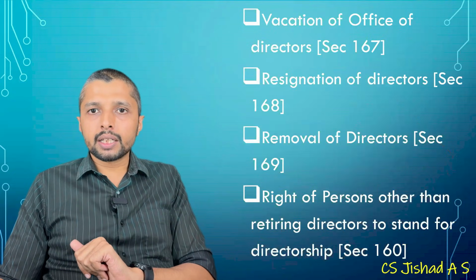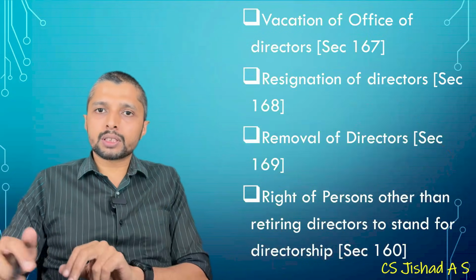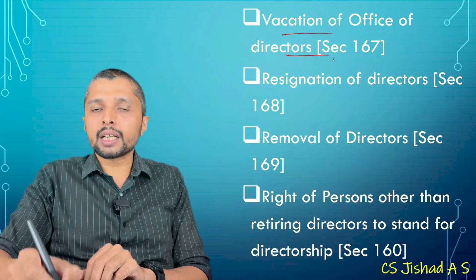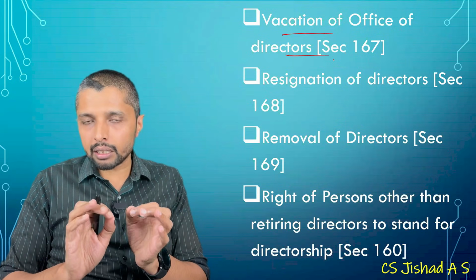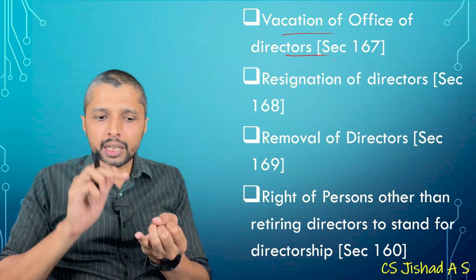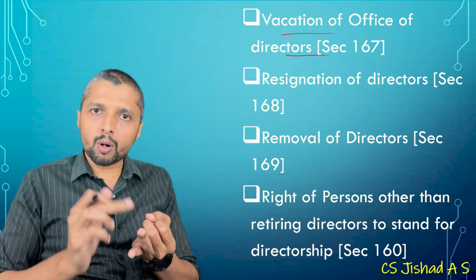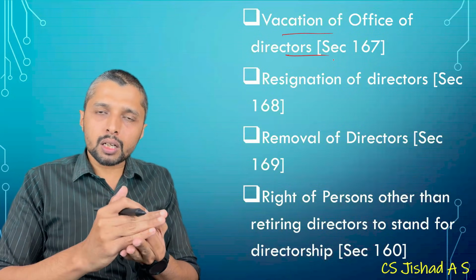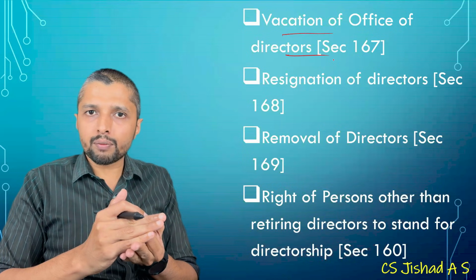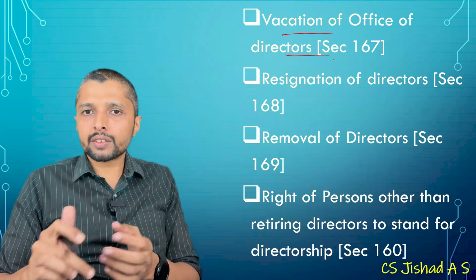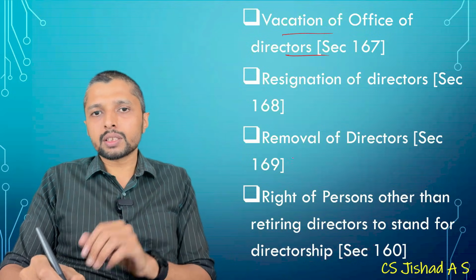Then we have the vacation of office. Section 167 subsection 1 specifies the scenarios under which the director has to vacate office, like when he incurs disqualification under 164, when he absents himself from all the board meetings, or when he contravenes the provisions of Section 184, that is, fails to disclose interest in any compromise or arrangement, etc.